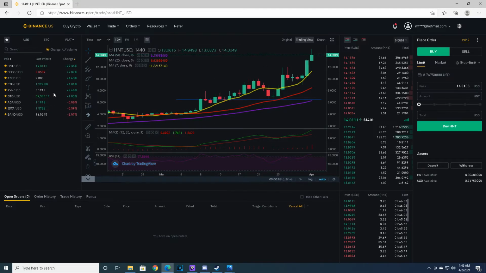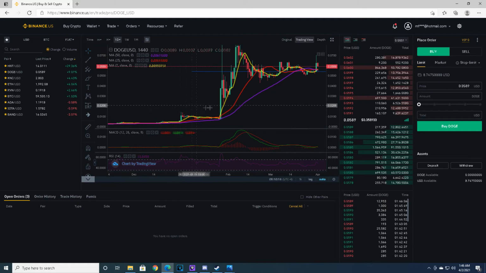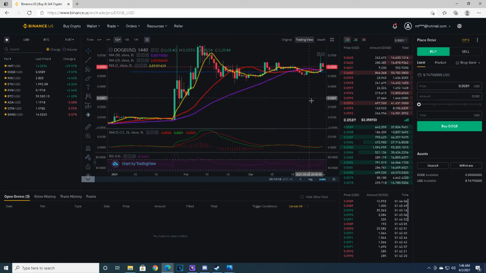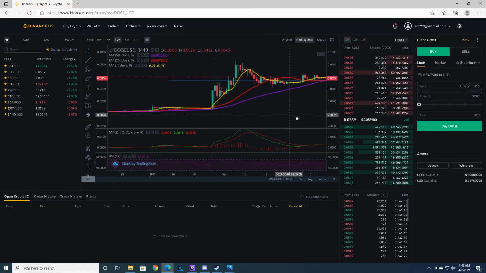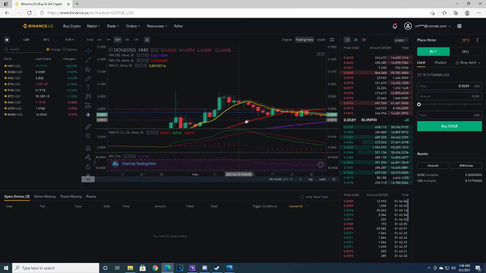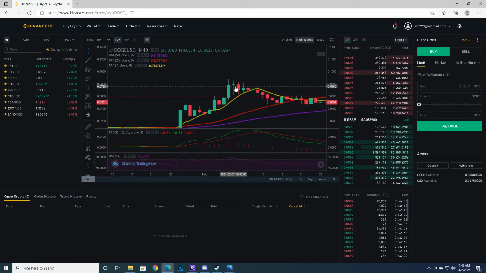Our evening star, we've got Doge, everyone's favorite crypto. And where is our evening star? Our evening star is right here. Came up, indecision, bought up, sold down, finished near the close, or closed near the open, and then sold back down. And then that was the start of a downtrend. Big up, indecision, big down, downtrend.